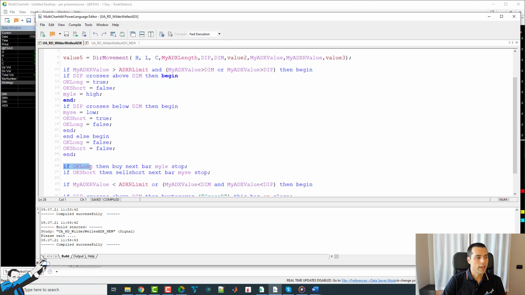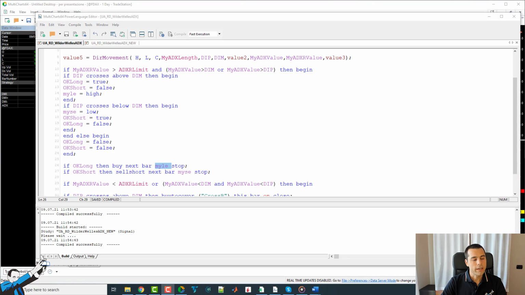So if OK long equals true, then by next bar we will enter a long position with a stop order at the high of today. And that's it. These are the main rules of this trading system.